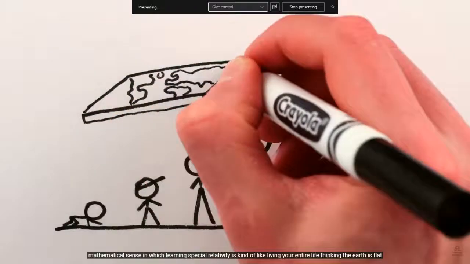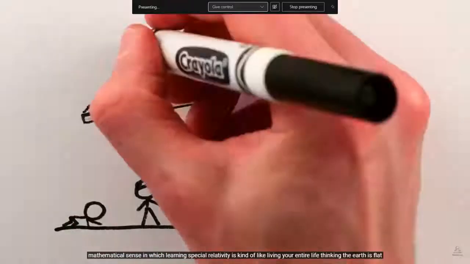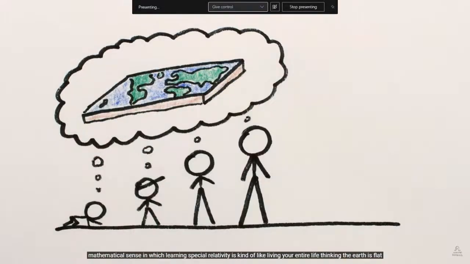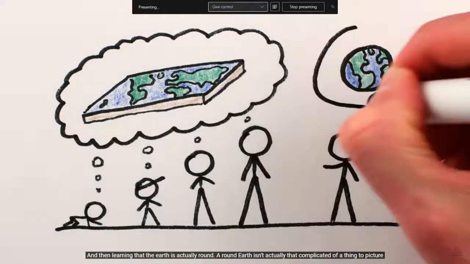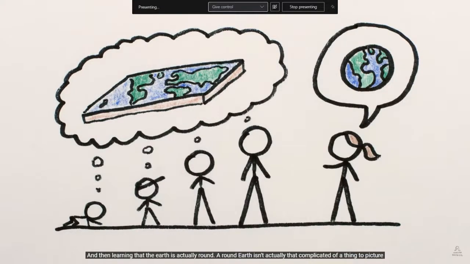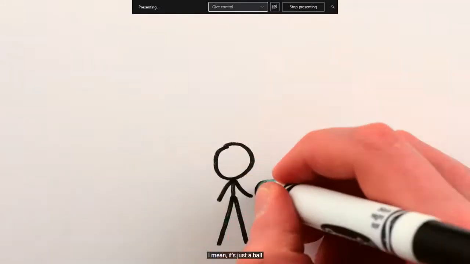There's a very real mathematical sense in which learning special relativity is kind of like living your entire life thinking the Earth is flat, and then learning that the Earth is actually round. A round Earth isn't actually that complicated of a thing to picture. I mean, it's just a ball.